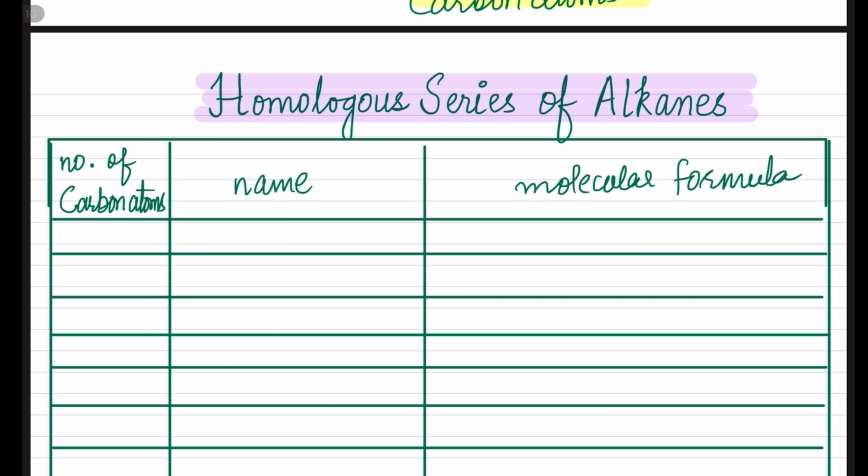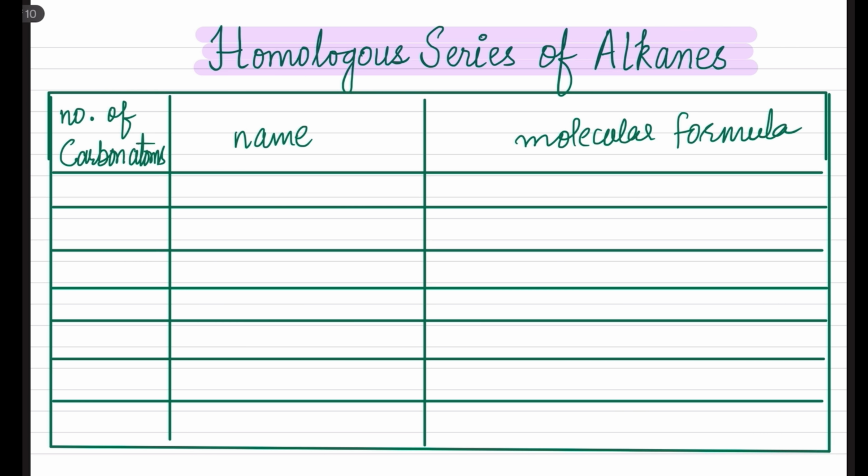Now, the homologous series of alkanes. Like all other classes of organic compounds, alkanes also form a homologous series of compounds. So, in the first column we will write down the number of carbon atoms: 1, 2, 3, 4, 5, 6 and 7. We will be discussing the first 7 members of the homologous series. Now, the name of the alkane with respect to the carbon atoms present in it.